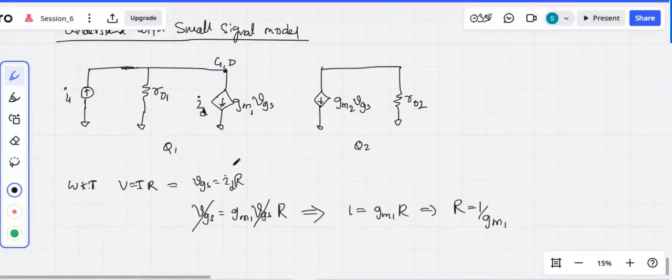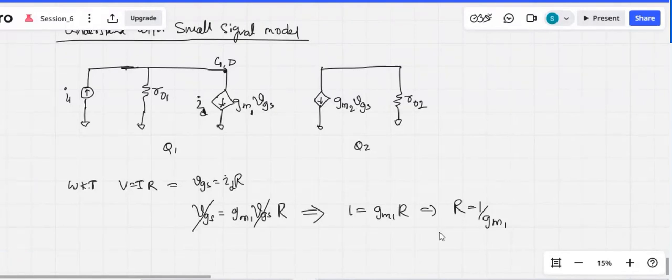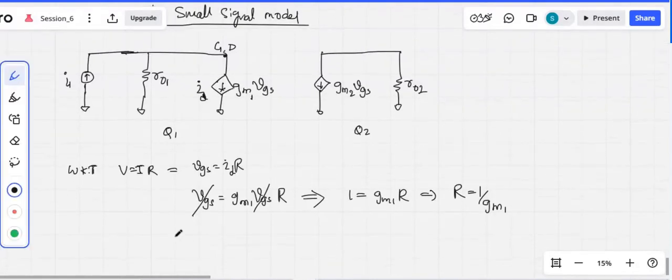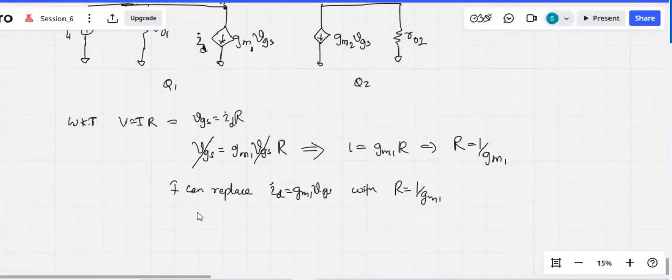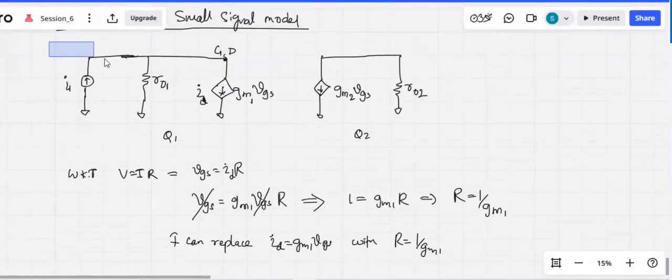So what does that mean? I can replace this entire dependent current source ID with a simple resistance of value 1 by GM. That is basically the meaning. So I can replace ID equal to GM1 VGS with R, having a value of 1 by GM1. Let me replace that and redraw this entire structure. Instead of redrawing, let me just copy this same structure over here.